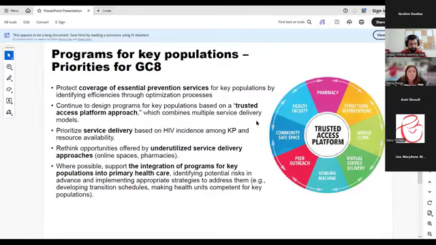Wherever possible, supporting the integration of key populations into primary healthcare is important, but it's also critical to identify the potential risks in advance and implement appropriate strategies to address those. For example, developing planned and appropriate transition schedules, working on KP competent health units for key populations to ensure that the access is still there and that those units are able to meet the specific and differentiated needs of key populations within those settings. Next slide, please.